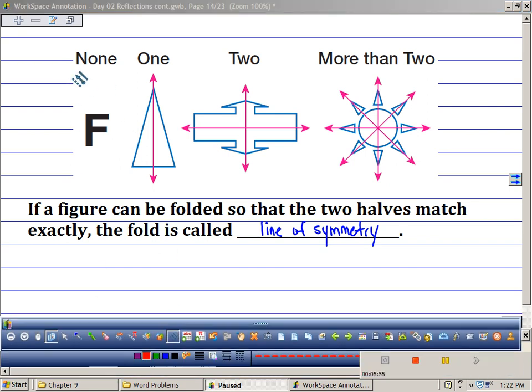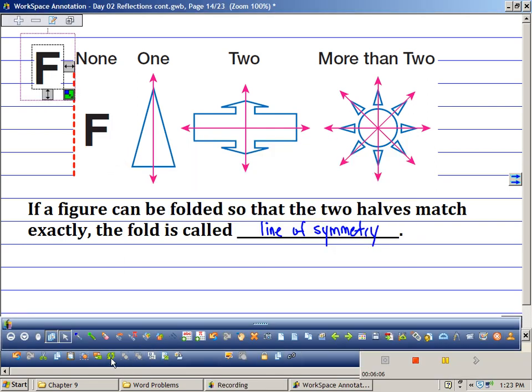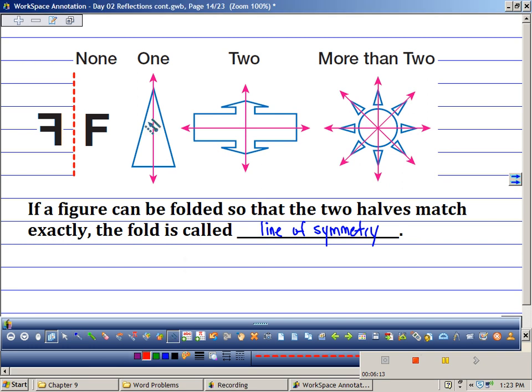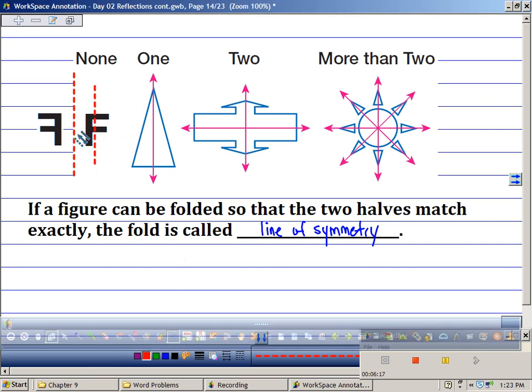Absolutely. It could be reflected, right? I could actually take a picture of it and reflect it. It can be reflected, but you cannot cut it in half and have the other side exactly like that side. Correct?